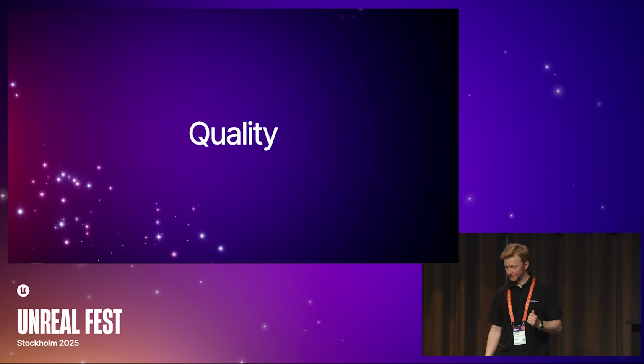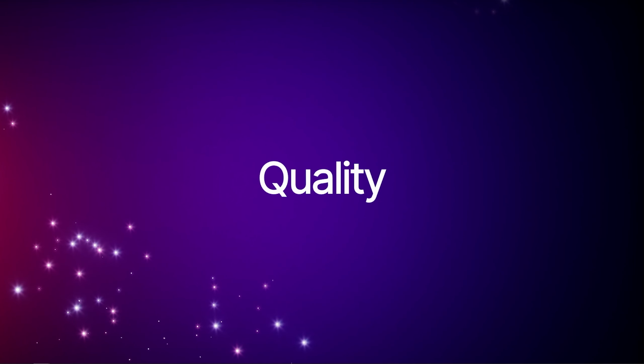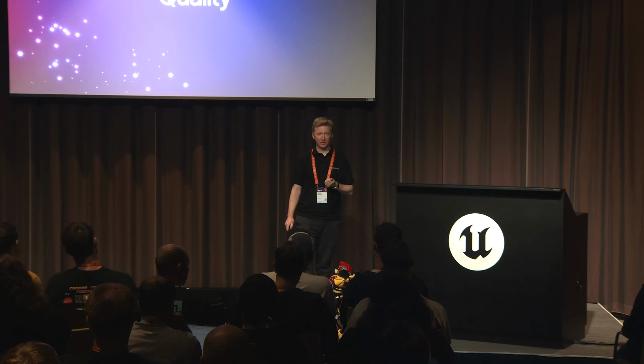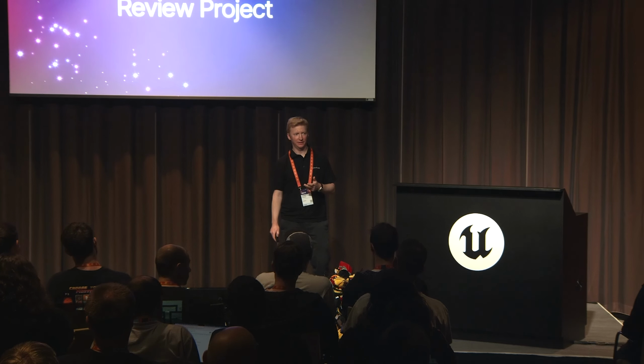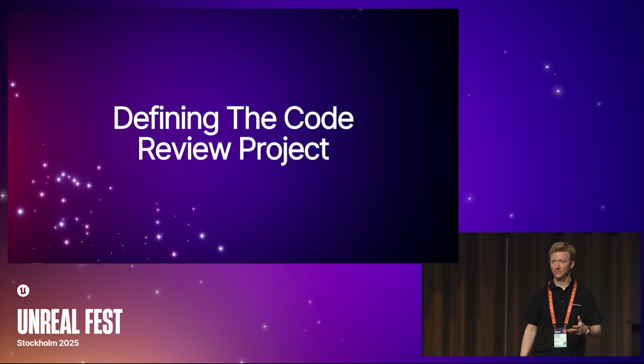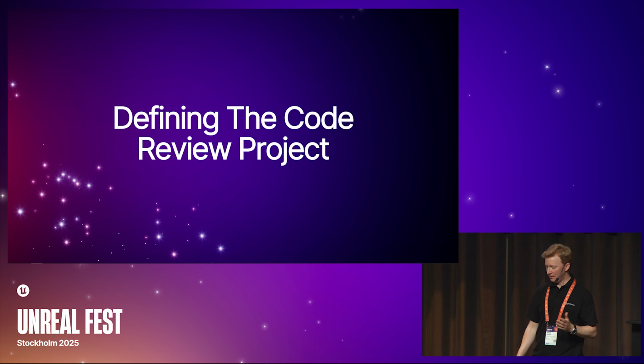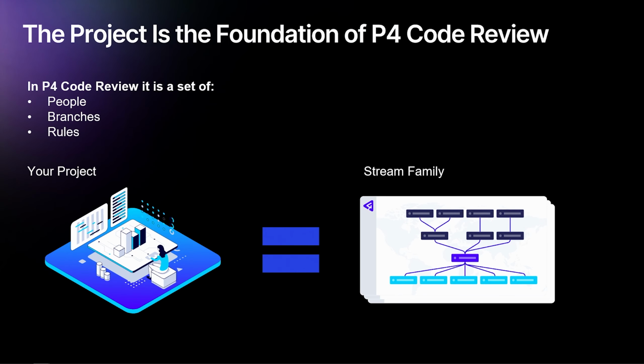All right. Next up, let's talk about maybe the most important part of code review, the quality. And I think the first thing you should really think about in how you're using P4 Code Review is how you define your project. That's really the foundational step of what you have in Code Review. In P4 Code Review, it's really just a set of branches that you define as a project, and then you tie that to some rules and some people.